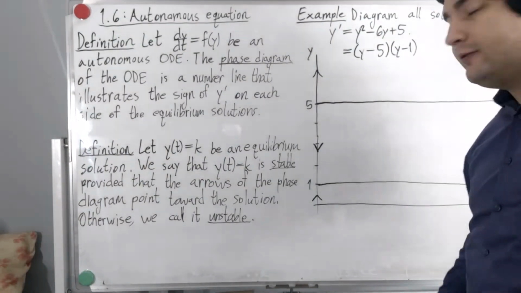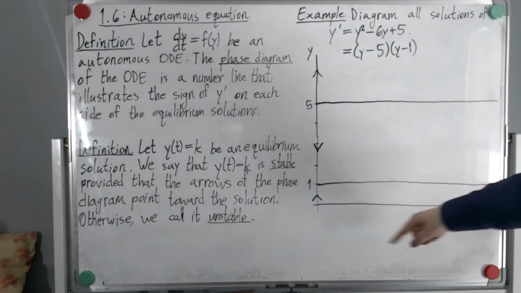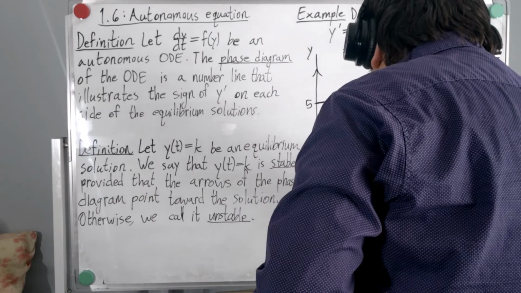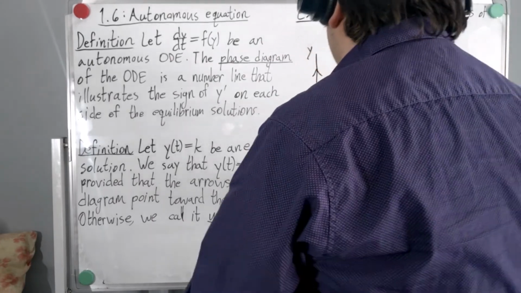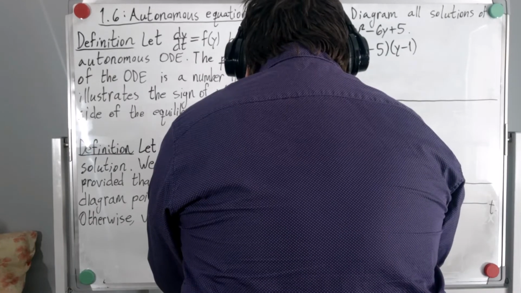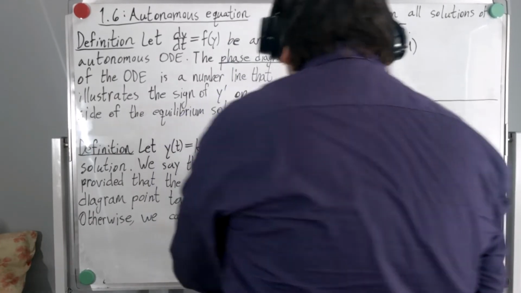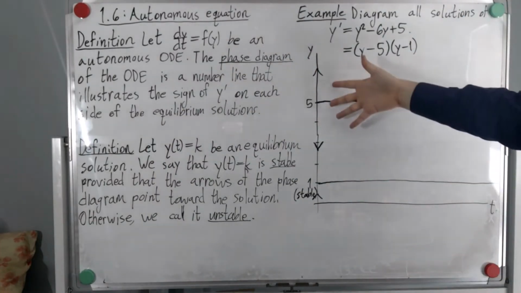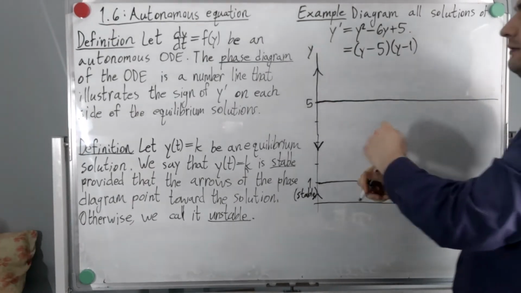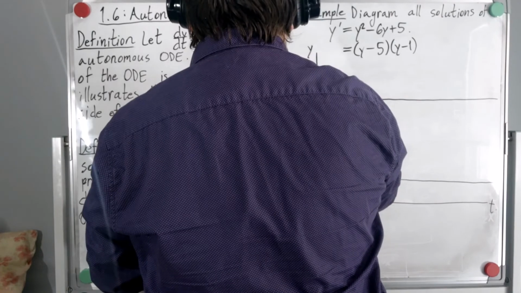So we have one stable equilibrium solution because the arrows are pointing towards 1. So this one is stable. And then on the other hand, we have an unstable equilibrium solution because these arrows are pointing away from 5. So 5 is unstable.